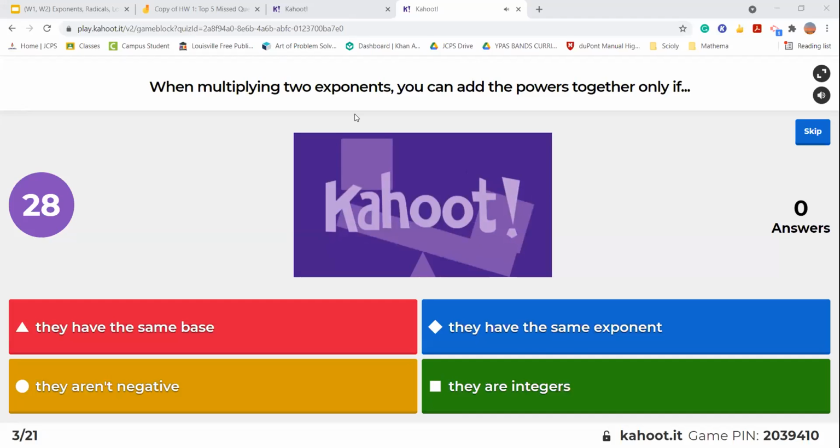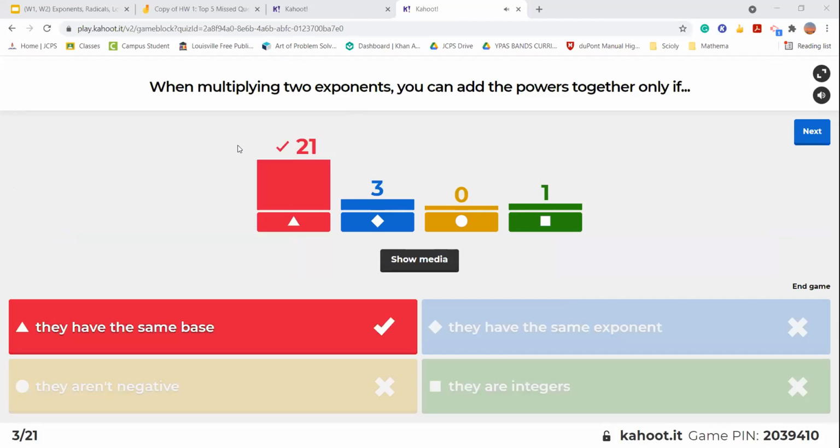Can I just put the answers in chat? You can, but you won't get any points on Kahoot for it. It won't help you. Yeah, I know it does take away the fun, but you could private message us if you want, so you don't take away the fun. Okay.